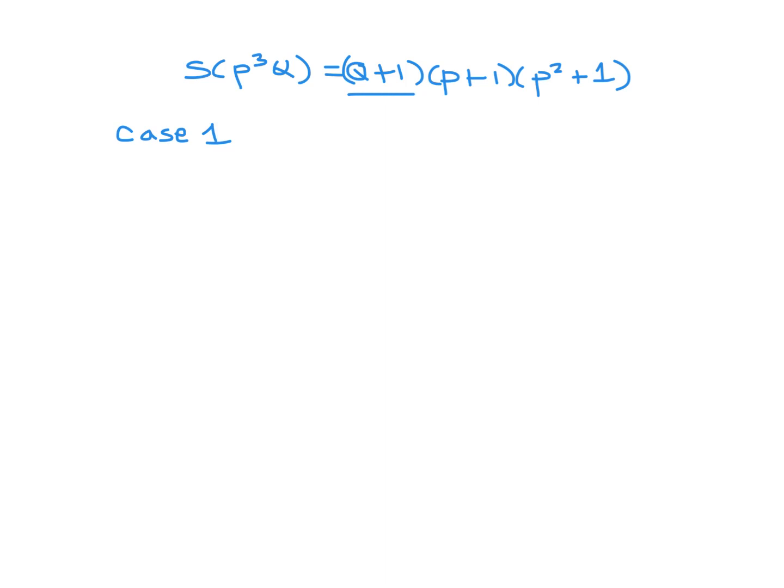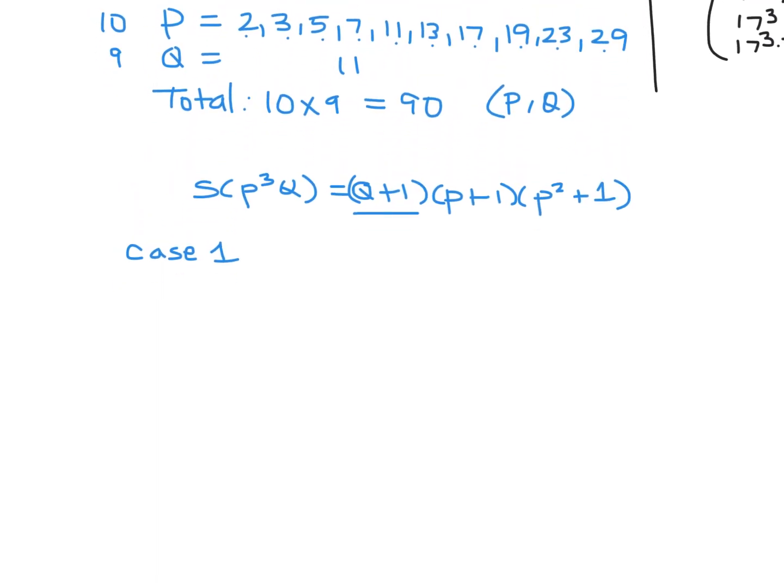Okay, so I want to list these again. If we have Q equal to 23, 23 is one of the choices, right? Then this guy would be 24, and it would be divisible by 24. So remember, we're concentrating on how many are divisible by 24 at this point. So anything of the form PQ, where Q is 23, would be a pair that would make this expression divisible by 24.